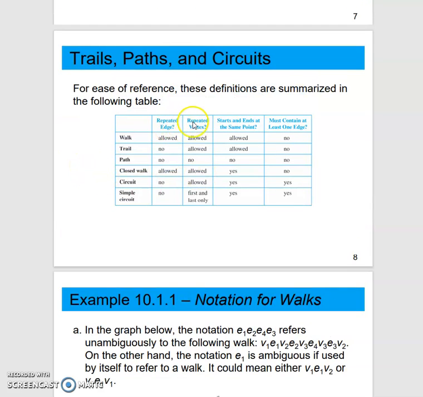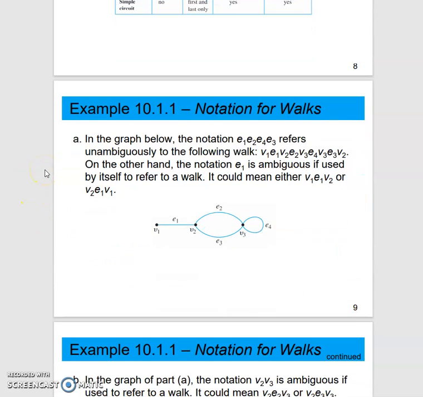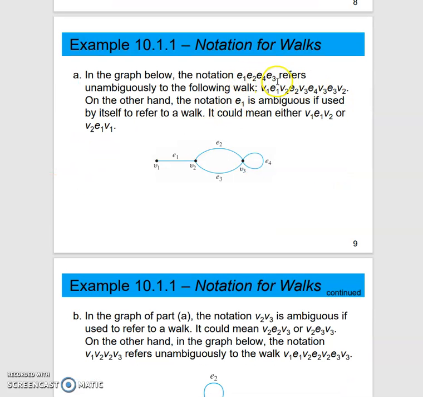So here's a little table summarizing what we are allowed to have and what we aren't allowed to have. So repeated edge, repeated vertex. Do we have to start and end at the same point? And do we have to contain at least one edge? All right, so we briefly saw that notation earlier, but we've got it down here as well. Now the nice thing about this notation is it's pretty unambiguous. It tells us I start here on edge 1, I then go edge 2, edge 4, and edge 3. Hopefully you can follow along there.